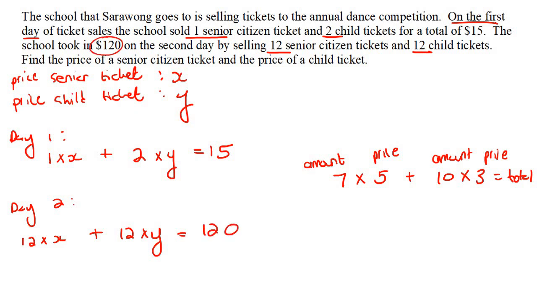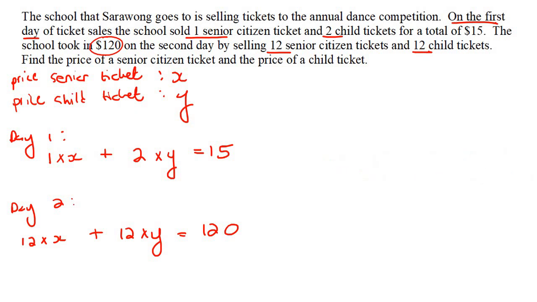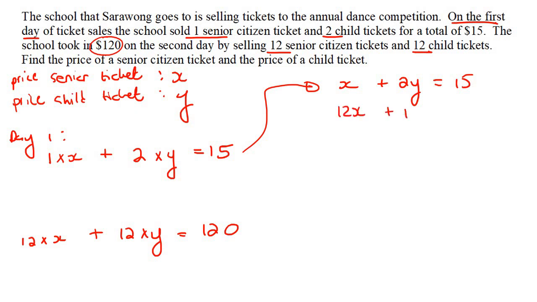There we go. We have our 2 equations now, and so now we just need to put them together and then solve them by either using graphing, elimination, substitution. As I said, graphing, a little bit weird to do it that way, but that definitely does work. Okay, so I'm just going to neaten up all these equations quickly so they look a bit more user-friendly. So 1 times x is just x, 2 times y is just 2y, and then 12 times x is 12x, 12 times y is 12y, and then 120. There we go.